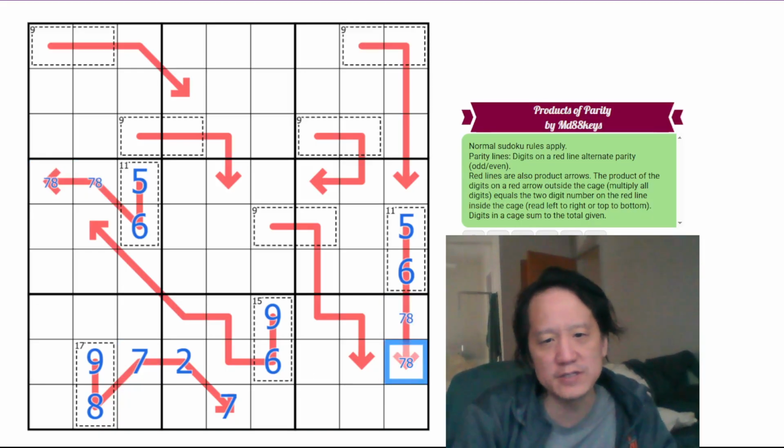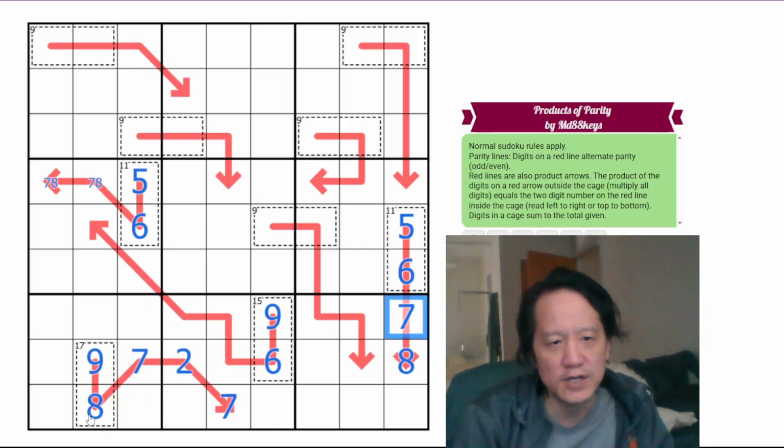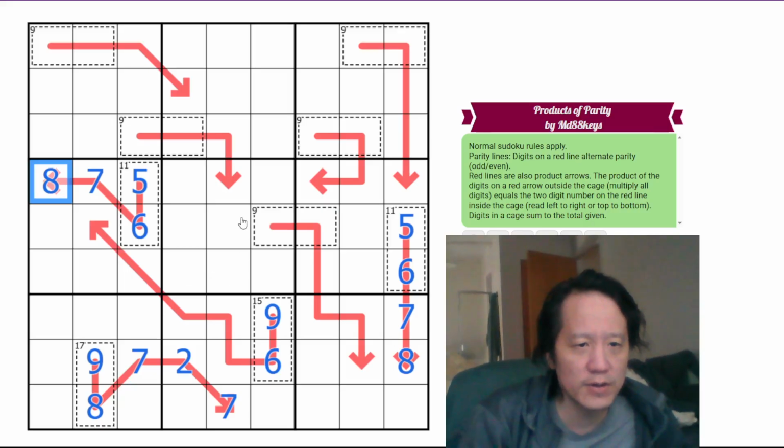This 7 eliminates 7 here, so this is 8, which makes this 7. This 8 eliminates 8 here, so it's 7 and 8. Okay, so 7 times 8 is 56. So that satisfies both of those. Interesting.